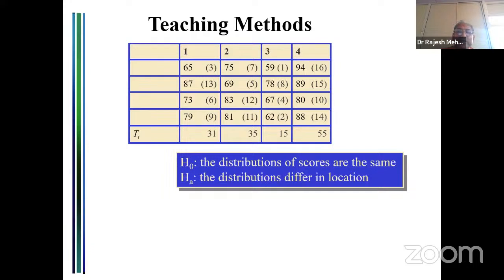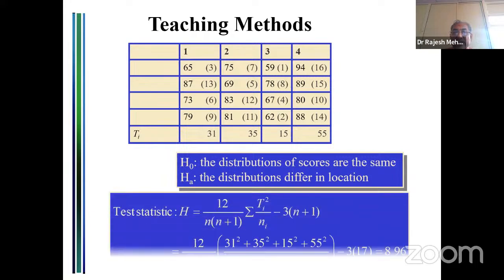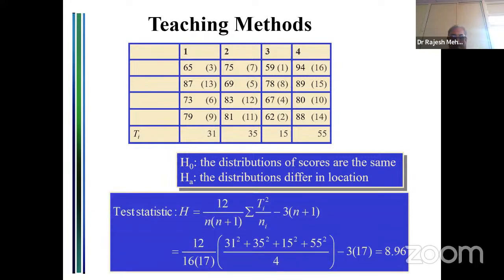Now, H0 means no significant difference. HA means there is some significant difference. Let us apply this formula. The figure 12 is a constant; in each of the formula, 12 remains the same. But n is 16, so n plus 1 will be 17. Now, Ti square, that means 31 square, 35 square, 15 square, 55 square. So these squares are there.